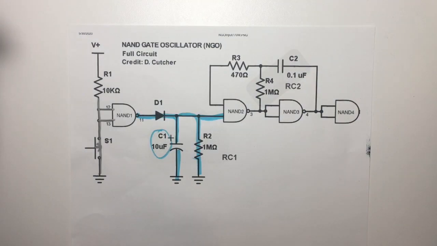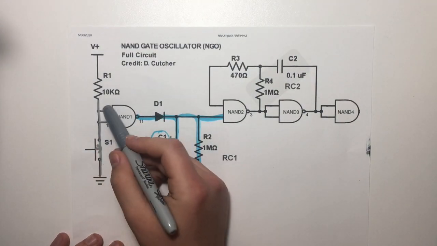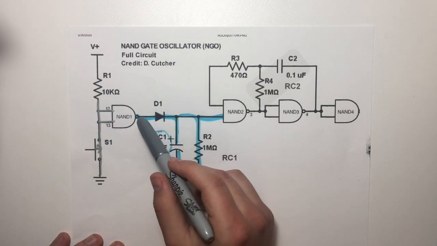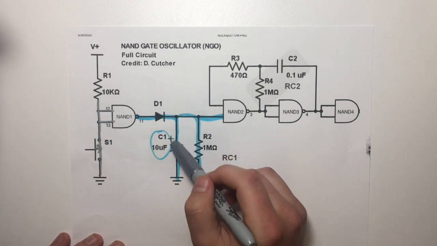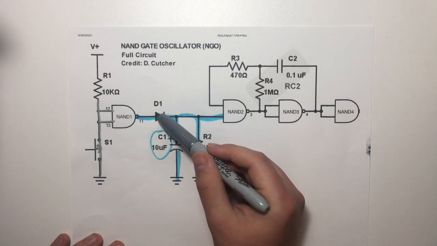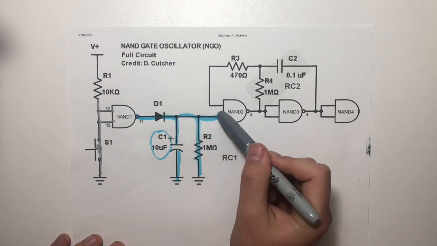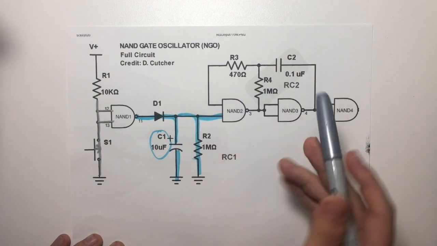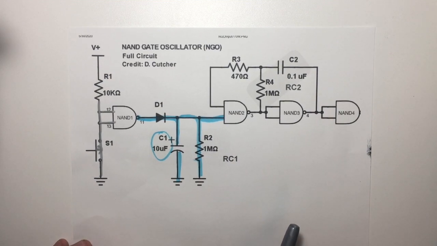When S1 is closed, a path to ground is presented here. This presents two lows on these two pins, which presents a high on this side. This high travels to ground here and begins charging this capacitor. This capacitor discharges but can't discharge this way because of the diode, so it begins discharging into this NAND gate. When this capacitor stops discharging, the entire circuit stops functioning.